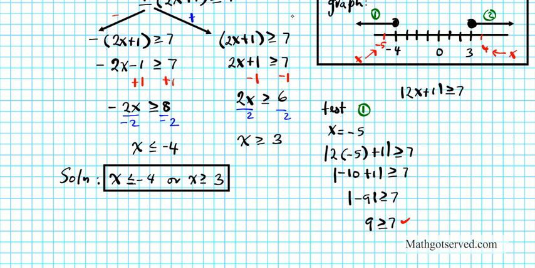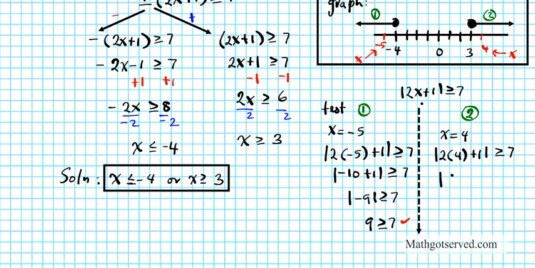Are we done? No, we have to test two intervals, right? Because our solution includes two intervals, so we have to test interval number 2. Let me partition my workspace so that we don't get mixed up. My second candidate that I'm testing is x equals 4. Is the absolute value of 2 times 4 plus 1 greater than or equal to 7? What did I just do here? I just plugged in 4 into the original problem, and I'm trying to see if I get a true statement. If I do, then I'm good.